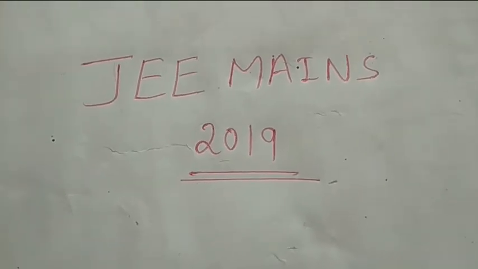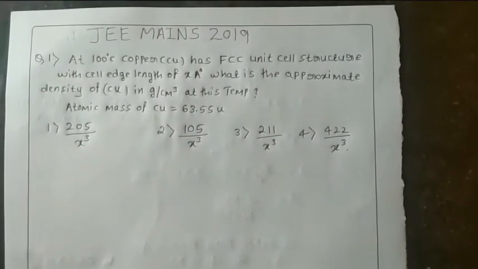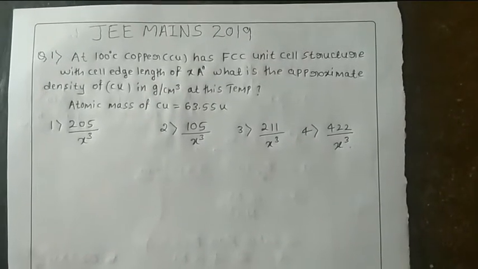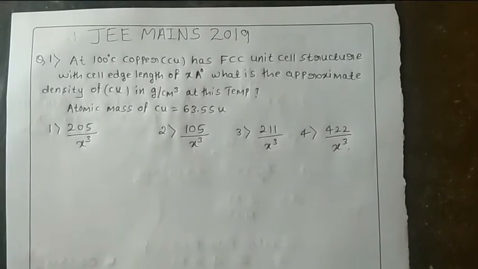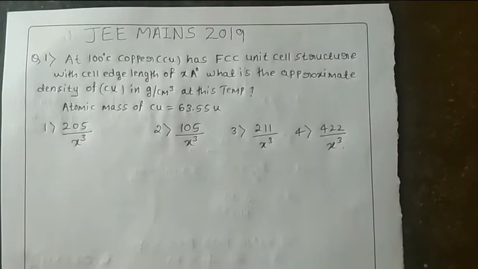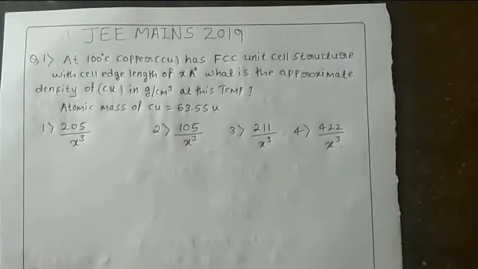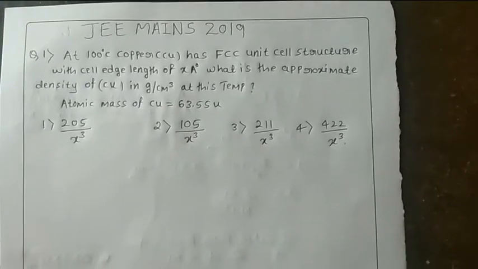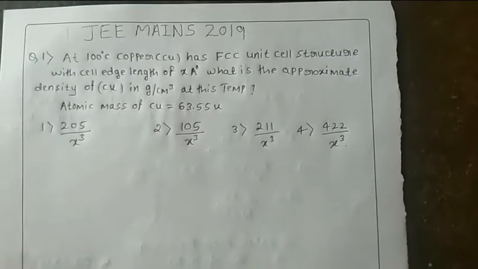Let us start solid state chapter. First question is, at 100 degrees Celsius, copper has FCC unit cell structure with cell edge length of X angstrom. What is the approximate density of copper in gram per centimeter cube at this temperature? Atomic mass of copper is given.